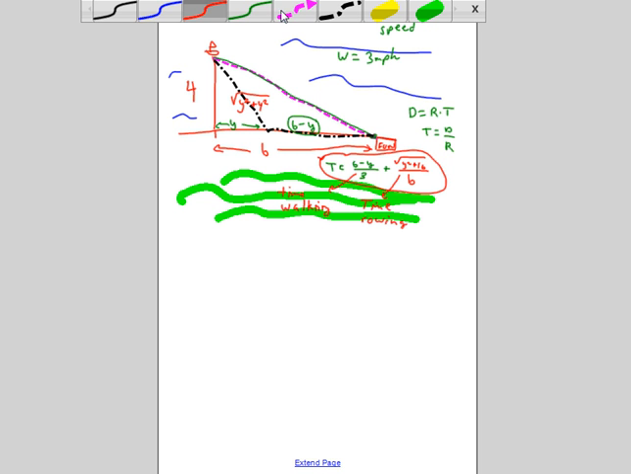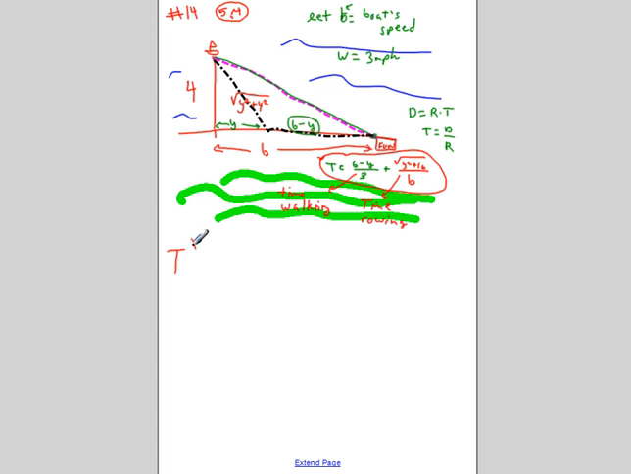So when we take the derivative, we're going to get t prime, so time prime, equals negative 1/3. Just to be clear, we're taking the derivative of time with respect to y, so how the time changes as we change where we land on shore. The derivative of that first bit is just negative 1/3.